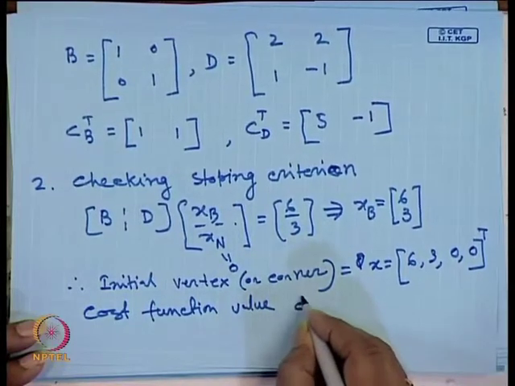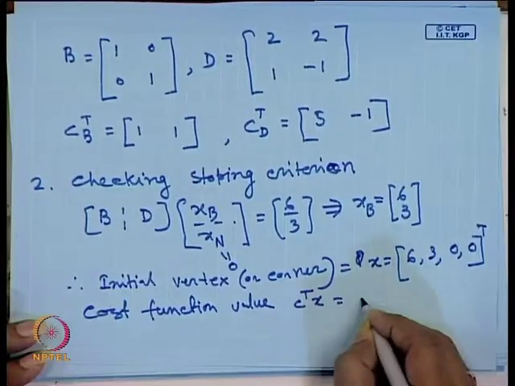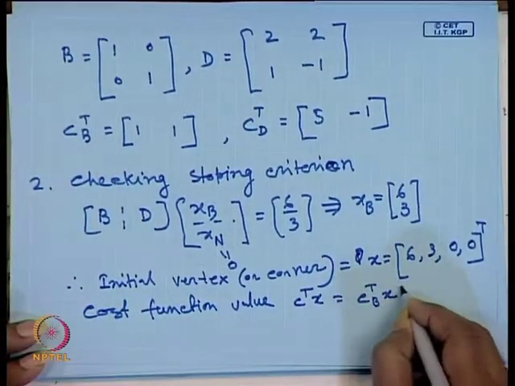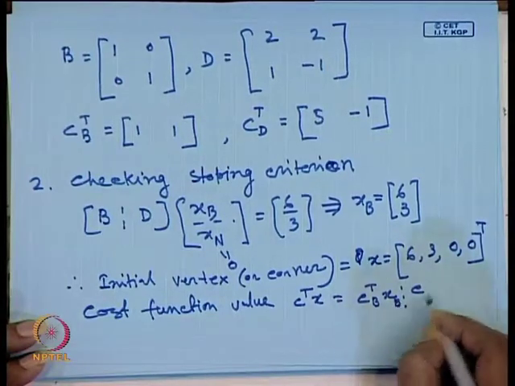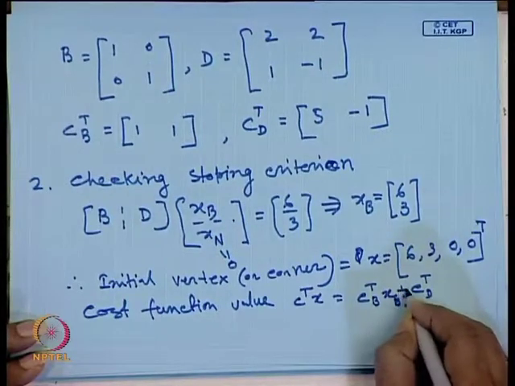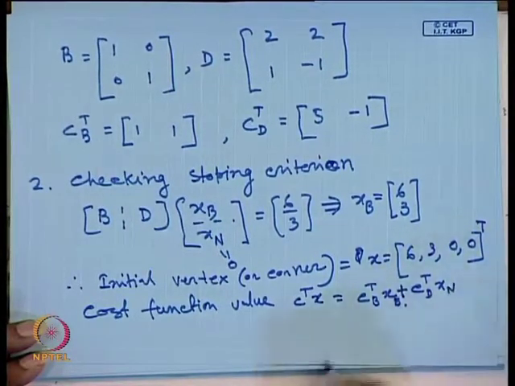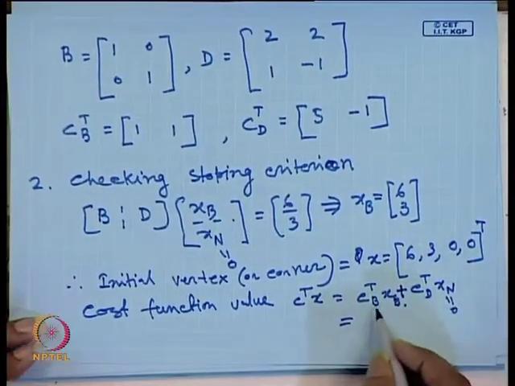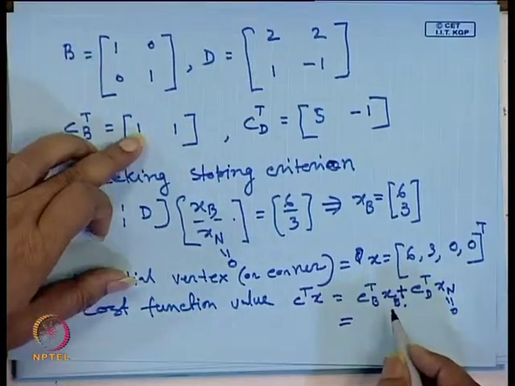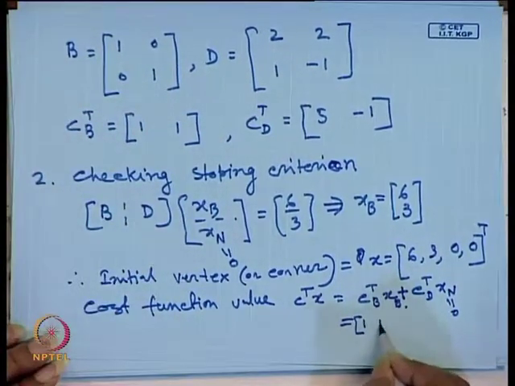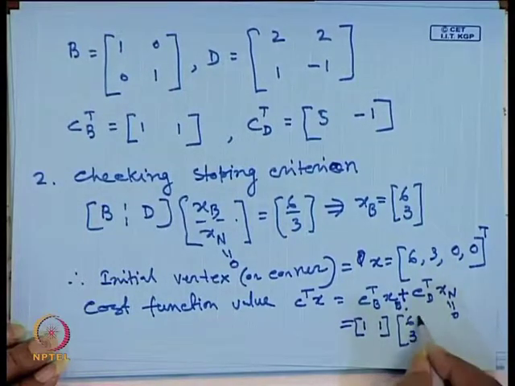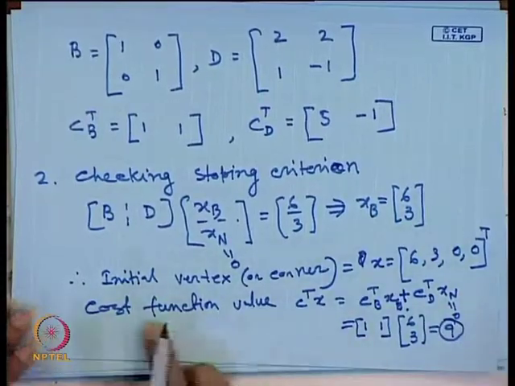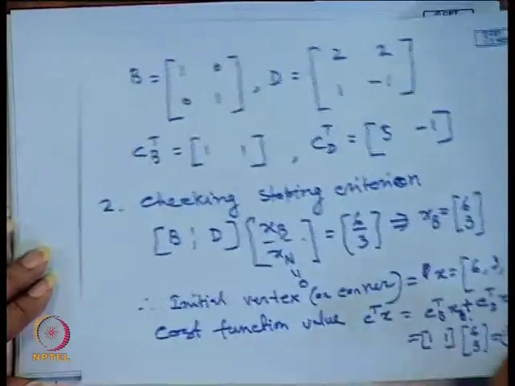The cost function value is C transpose x, which is equal to C B transpose x B plus C D transpose x N, agree? So, this value is 0, and C B transpose is 1, 1 and x B is 6, 3. So, if you do this, it is 9. So, our objective function value at this point is 9. Now, we have to see whether, if we move one of the non-basic variables to basic and one of the basic variables to non-basic, the function value can be reduced or not.